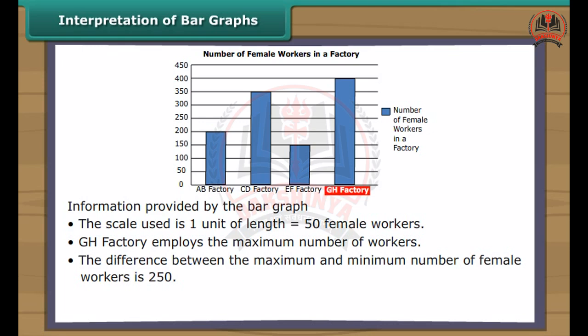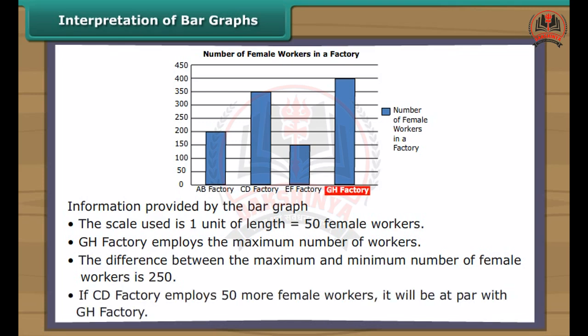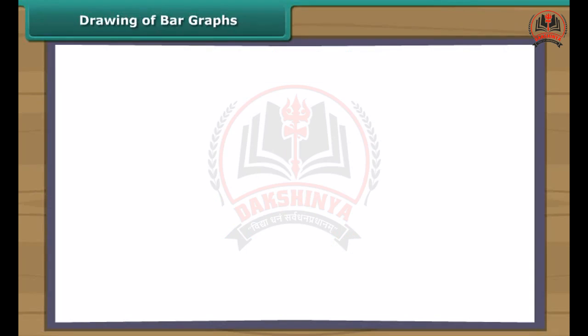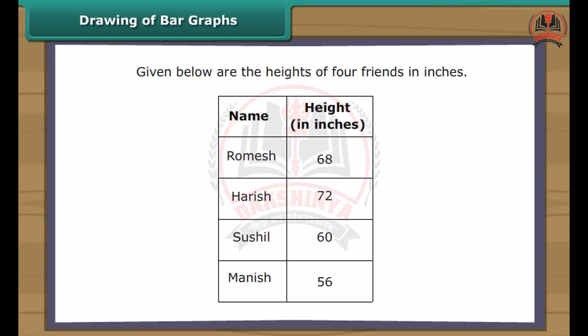The difference between the maximum and minimum number of female workers is 250. If CD factory employs 50 more female workers, it will be at par with GH factory. Drawing of bar graphs. Let us now draw a bar graph with the help of the given data. As the heights are concentrated near 60, let us measure 10 inches per unit of length.